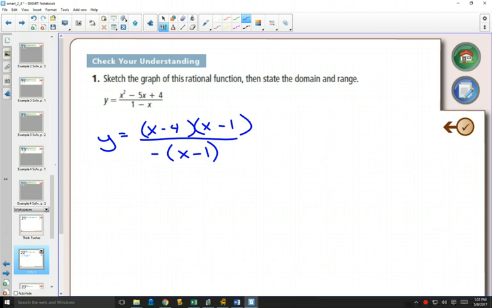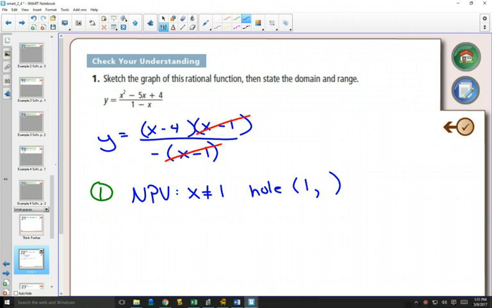This will be important in this situation because when we look at step 1, when we think about our non-permissible value, our non-permissible value is x can't equal 1, but now that we factored out that negative, and those two factors are identical and they cancel, that tells us that there's a hole. There's a hole at 1 comma something.